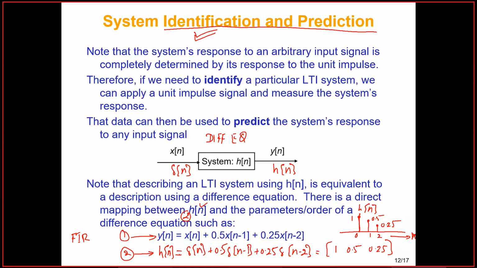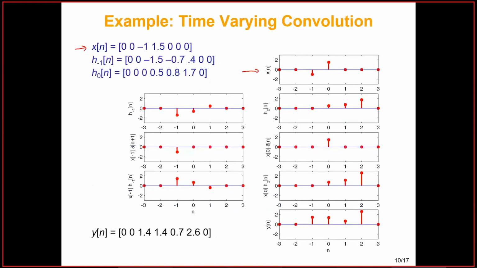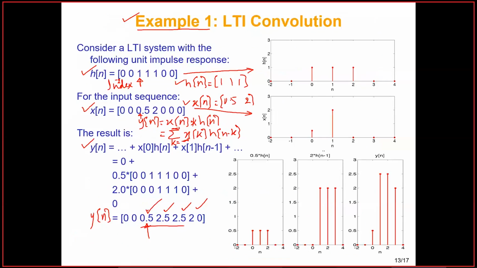So the basic concept of convolution we covered, and some simple examples we covered. Now let's try to go over a more complicated example. Let me give you one more complicated example which will further explain your convolution part.